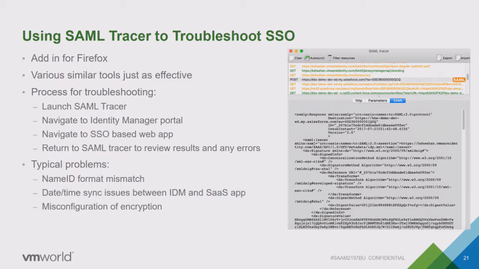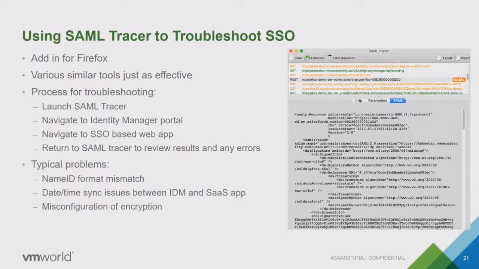If you're having issues inside of the Workspace ONE portal, you click on an application and you get a single sign-on error. More often than not, there is something wrong in the SAML assertion that you're sending across. There is typically a SAML issue that you need to go in and troubleshoot. And by far the easiest way is to use the SAML tracer that's built into Firefox. Other browsers have similar services. The one in Firefox is the one that we typically use the most, and we'll go through and show you how this works.